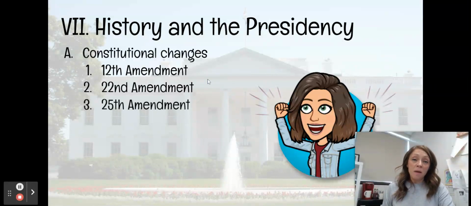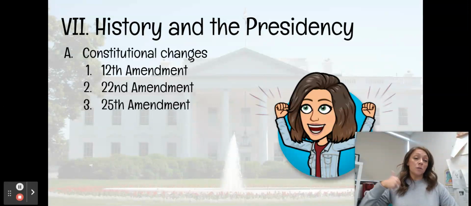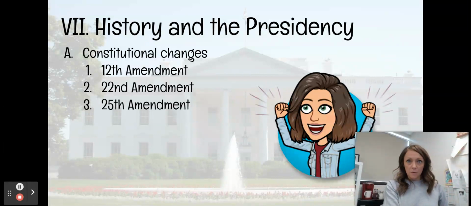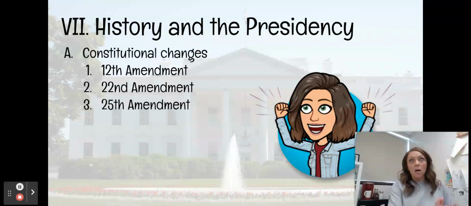The 25th Amendment is another amendment that deals specifically with the powers of the presidency. And this one tells us a couple of things. It tells us that if a president dies or resigns or is removed from office before the end of their term, then their vice president becomes president. There was some question before this: does the vice president actually become president or are they just acting president? But the 25th Amendment tells us that if something happens to the president, the vice president becomes president.